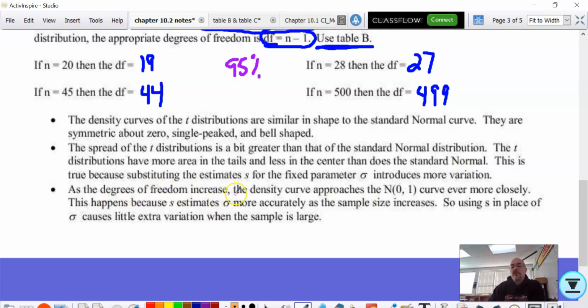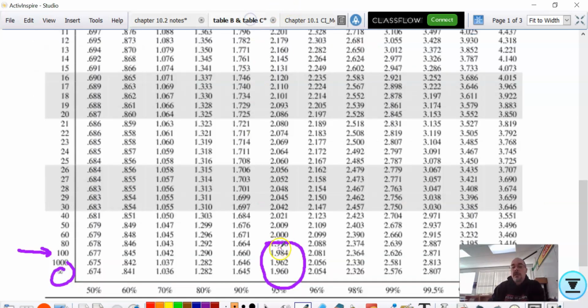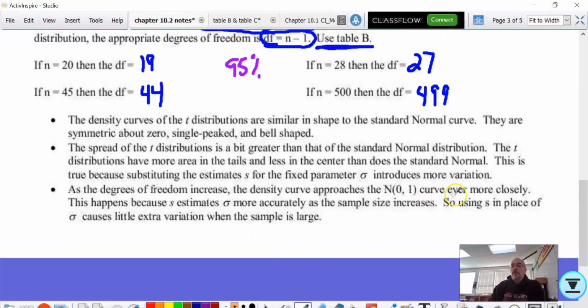As the degrees of freedom increase, the density curve approaches the normal distribution. As I showed you here, notice again, as our degrees of freedom goes up, as our sample sizes increase, those critical values are not all that far apart. This happens because s estimates the population standard deviation more accurately as the sample size increases. So using s in place of the population standard deviation causes little extra variation when the sample is large.